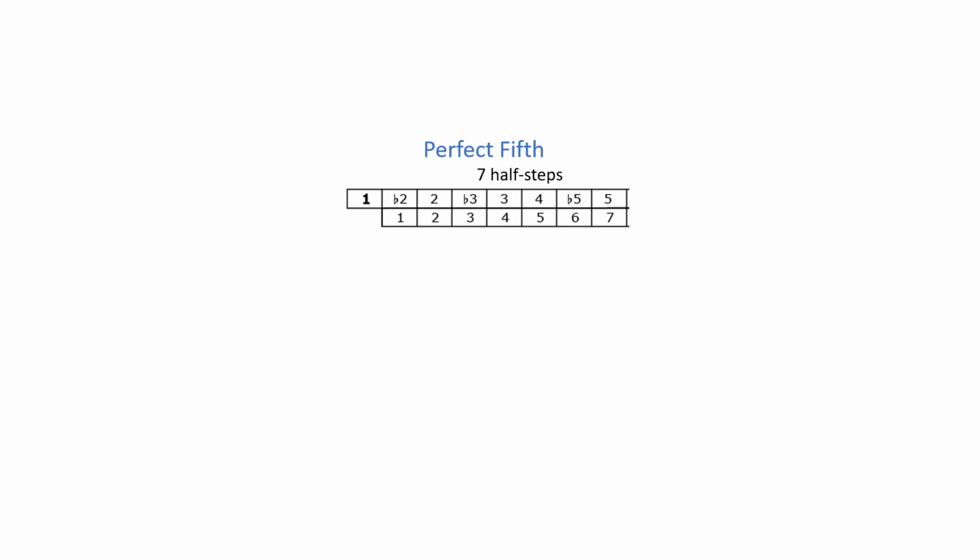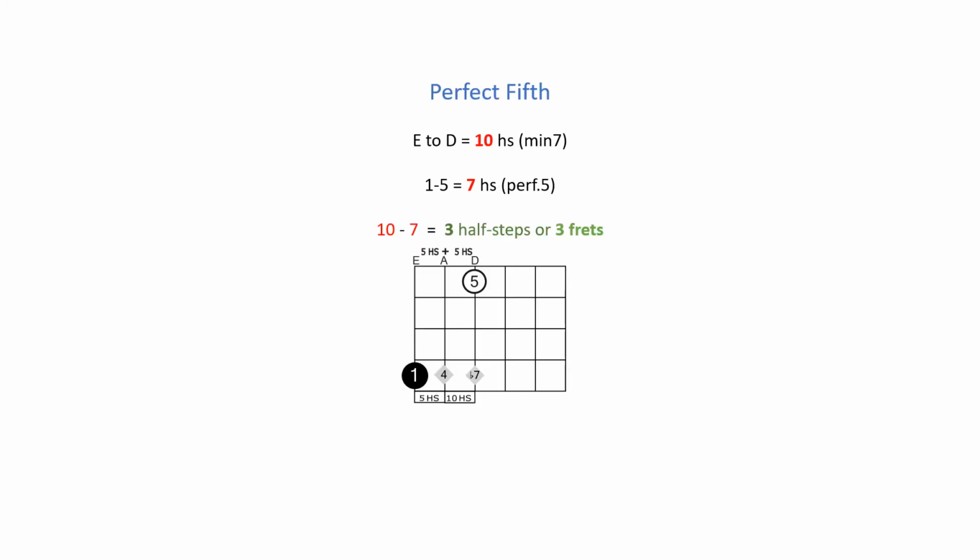What if we want to locate the 5 on the E to D string set? You should know that a perfect fifth is an interval of 7 half steps. Simply deduct 7 from 10 and you get 3 half steps or 3 frets. You can now infer that a perfect fifth from the root on the E string is 3 frets down on the D string. It's that simple.